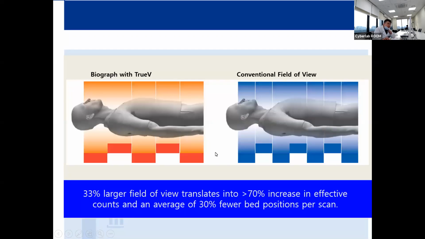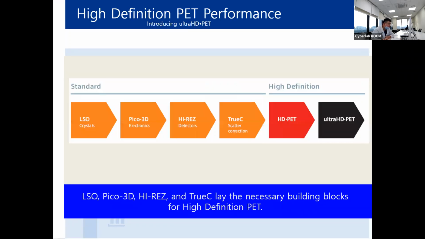So for that, 6 FOV needed. So if we apply the TrueV, we don't need to have the many FOV. The number of FOV decreases. The standard image portion and the high definition images portion, HD-PET and ultraHD-PET.